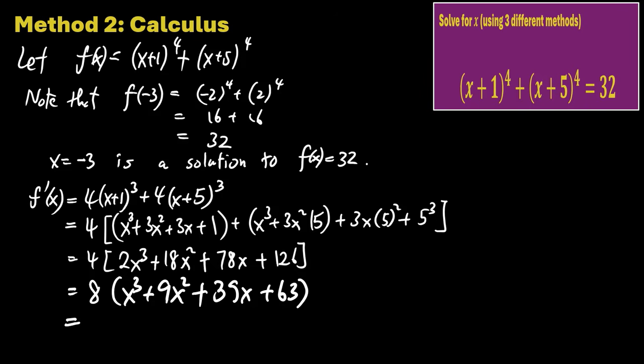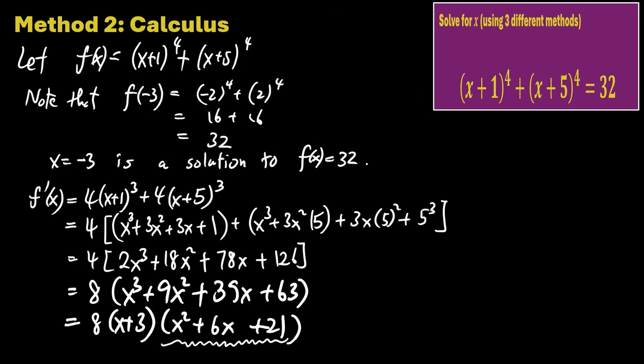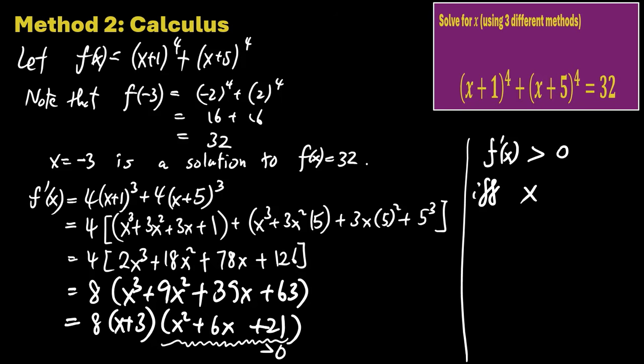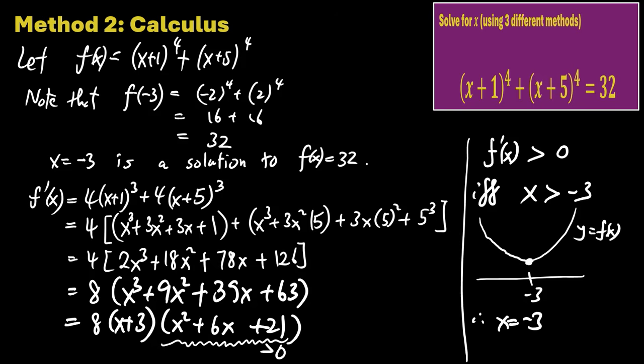Note that when x equals negative 3, f'(x) equals 0. So x plus 3 will be one of the factors, and the rest of the factor will be x^2 plus 6x plus 21. Note that x^2 plus 6x plus 21 is always positive. This means that f'(x) is positive if and only if x is greater than negative 3. Otherwise, f'(x) will be negative. So x equals negative 3 is the only solution to f(x) equals 32.